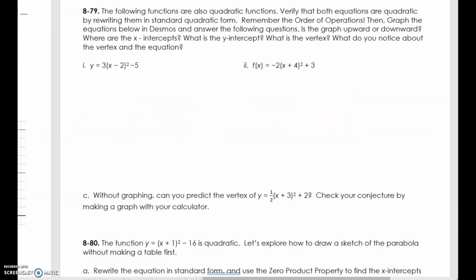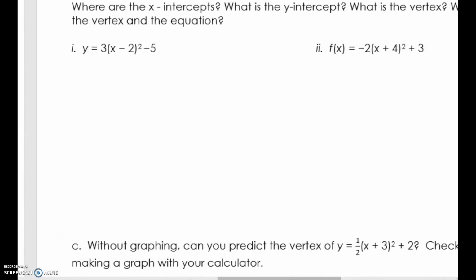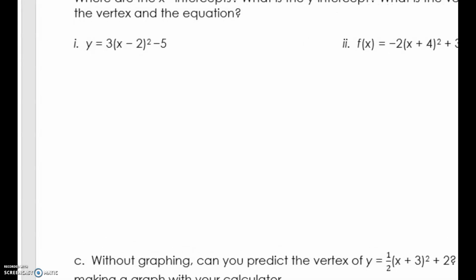So on this page, what it wants us to do is to start by verifying that this is a quadratic equation. All right, so this is a quadratic, and I'm going to show you that it's a quadratic by switching it from its vertex form, which it's currently in, to its standard form. And the way that I would do that is just order of operations.